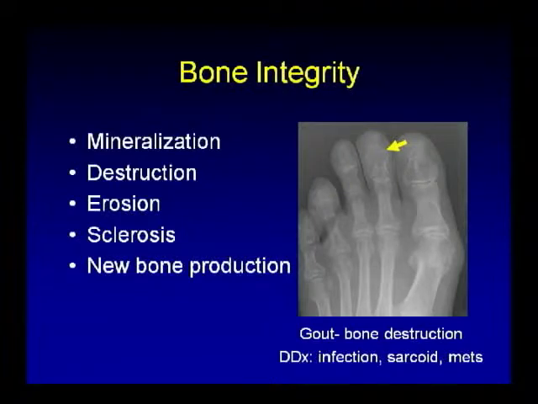Okay, what about bone integrity? We always want to talk about what's happening to the bone. First of all, is it dense? Is it osteopenic? We usually use the word osteopenic instead of osteoporotic.